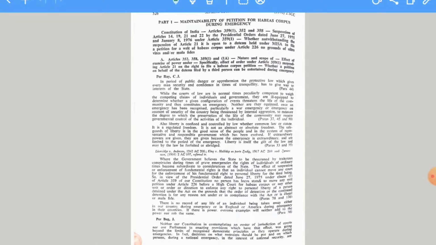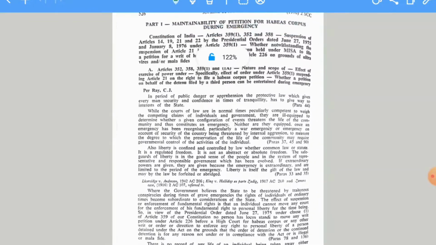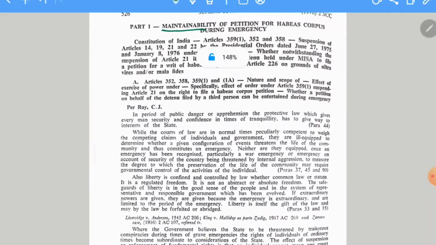Then you will get this kind of structure here, my dear friends, because this judgment has so many issues within itself. Therefore, you can see, my dear friends, so many issues were involved. So I am going to take only a few of the issues here. One of the issues which you can find in this case was whether the petition was maintainable during the time of emergency, particularly a petition of habeas corpus.